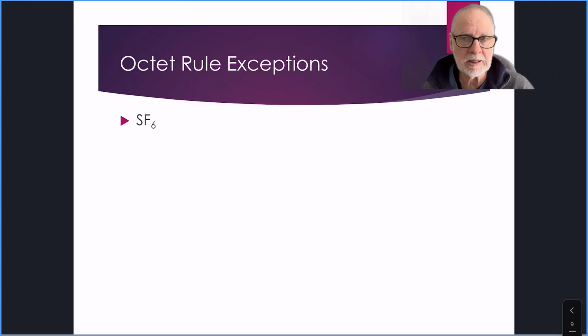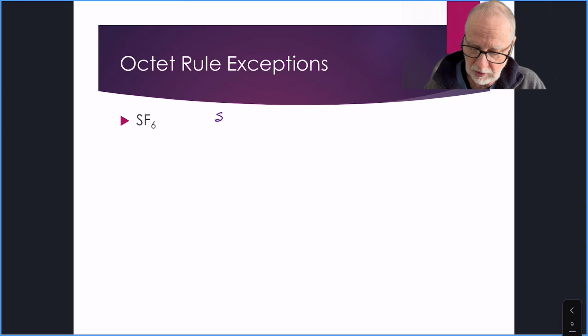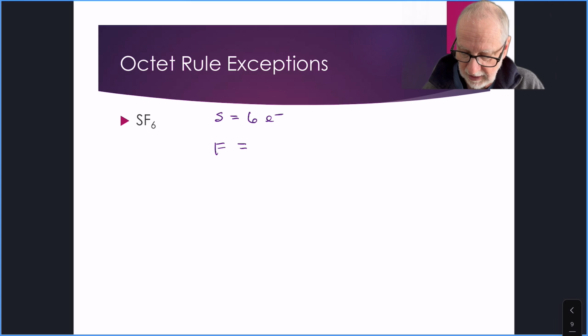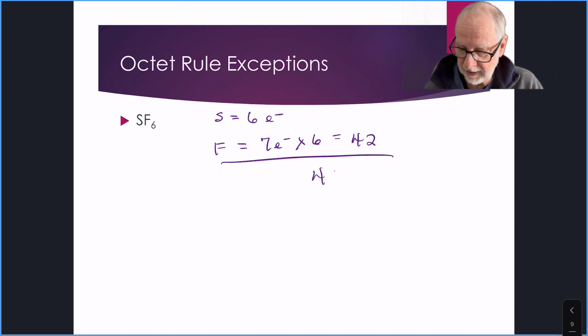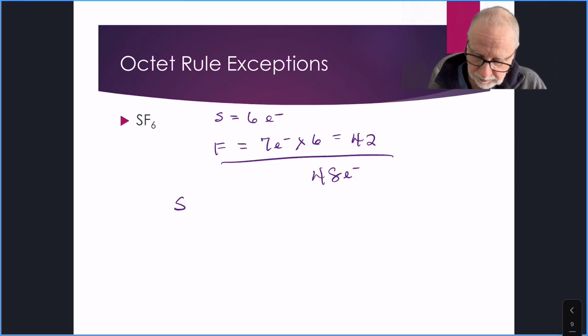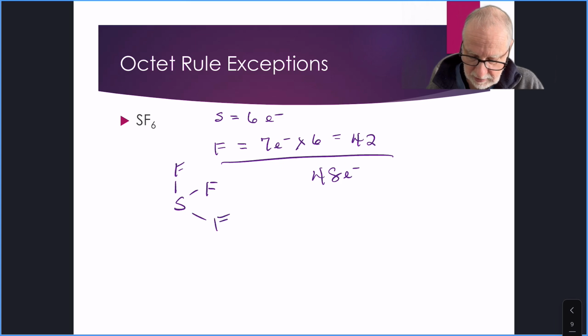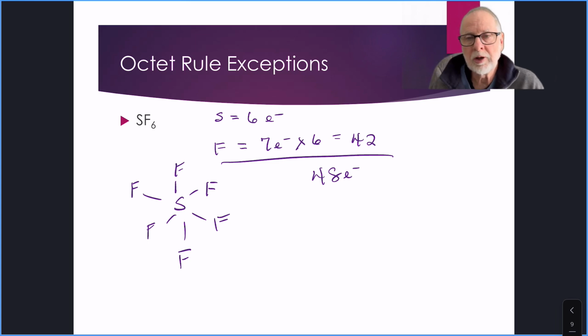Again, go to the periodic table. We're going to note that sulfur has 6 electrons. Each of the fluorines has 7. There are 6 fluorines, so we're going to have a total of 42 electrons for that, and that means we're going to have a total of 48 electrons to distribute. So we can go ahead here and we'll just add our 6 fluorines, with the 6 bonds.